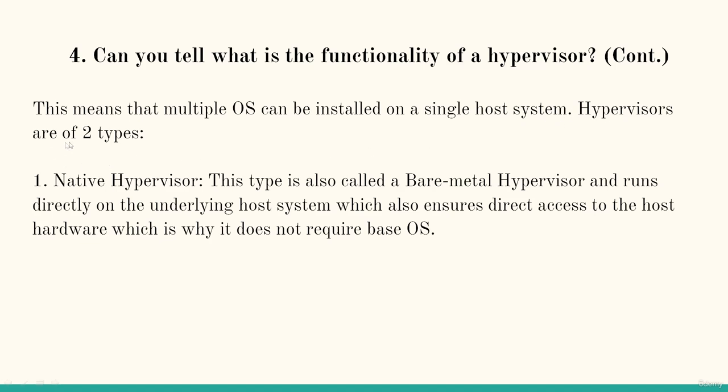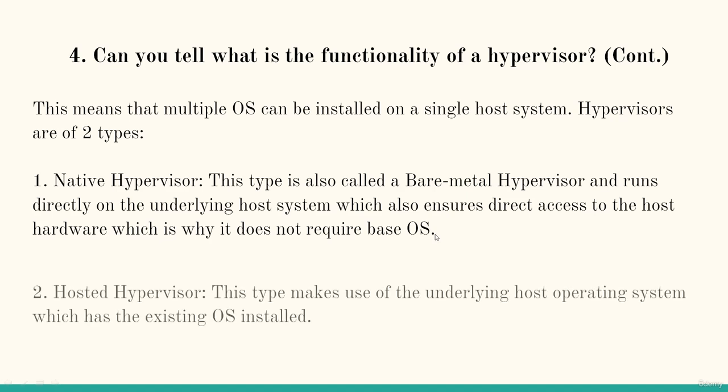The hypervisors are of two types. First, the native hypervisor. This type is also called a bare metal hypervisor and runs directly on the underlying host system, which also ensures direct access to the host hardware, which is why it doesn't require a base OS. The second type is the hosted hypervisor. This type makes use of the underlying host operating system, which has the existing OS installed.